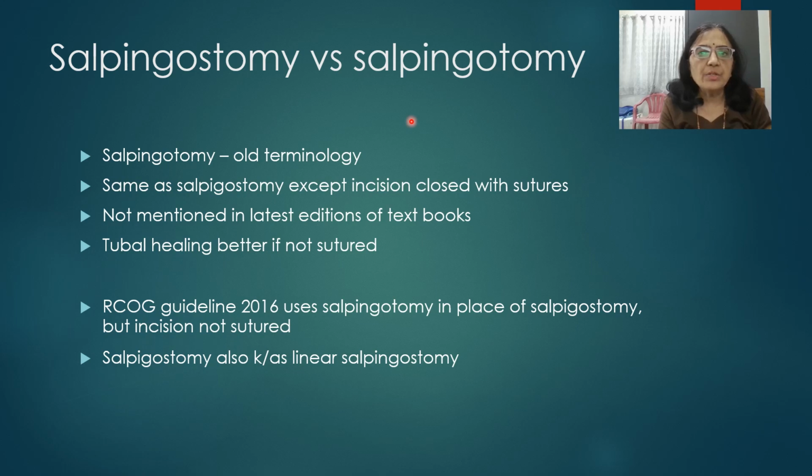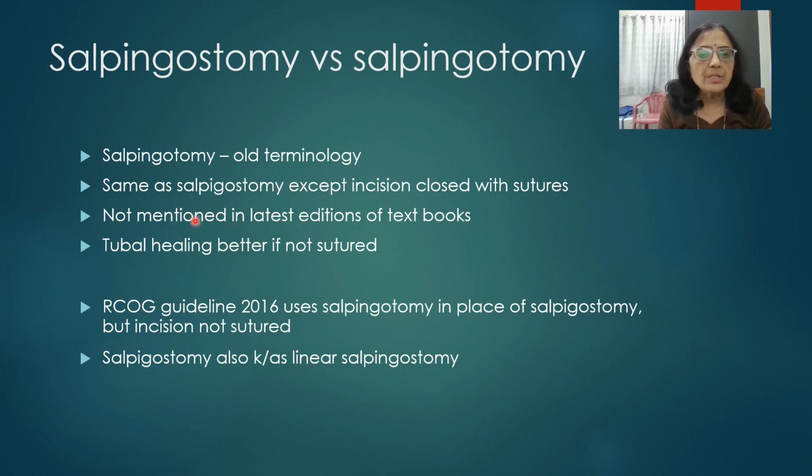Now, there is one terminology which you might come across in some of the textbooks, salpingotomy. So what is salpingostomy and what is salpingotomy? Salpingotomy is an old terminology. It is the same as salpingostomy, except the incision was closed with sutures. That was the difference. In salpingostomy, you keep the incision open. In salpingotomy, you remove the products of conception and then close the incision with interrupted sutures.